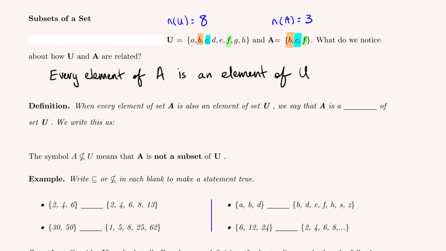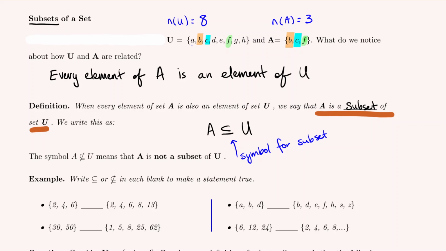And this particular idea of when every element of one set belongs in another set is the idea of subset. So when every element of set A is also an element of set U, we say that A is a subset of U. And the notation that we're going to use to express A as a subset of U, we would write as A, subset symbol, U.